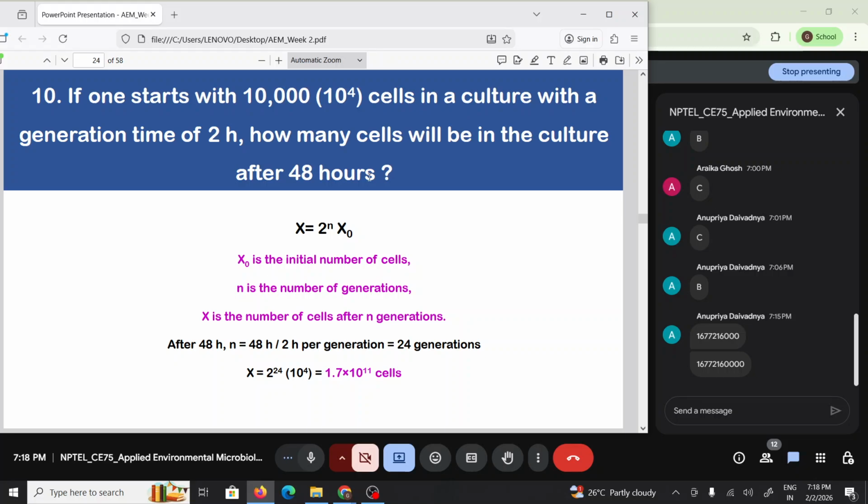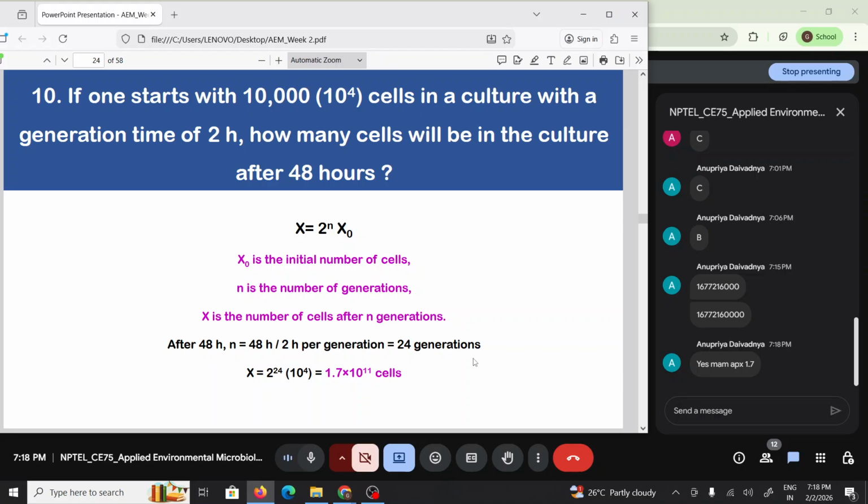So here the number of generations is 24, and 2 power 24 into x naught, where x naught is the initial number of cells, which is 10 to the power 4 cells. So 2 power 24 into 10 to the power 4 is going to give you 1.7 into 10 to the power 11 cells. I hope the answer was clear.